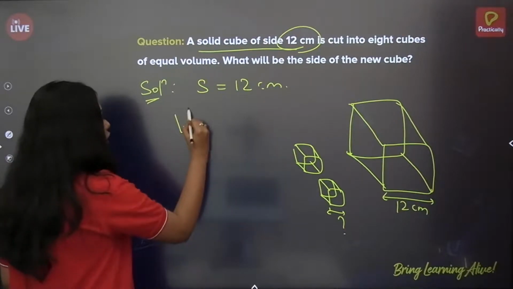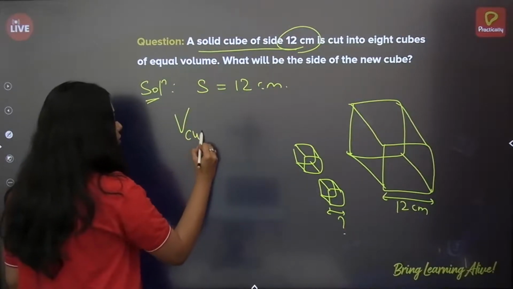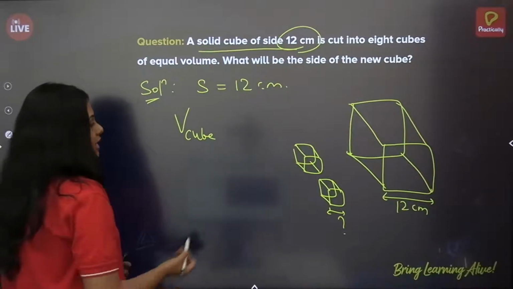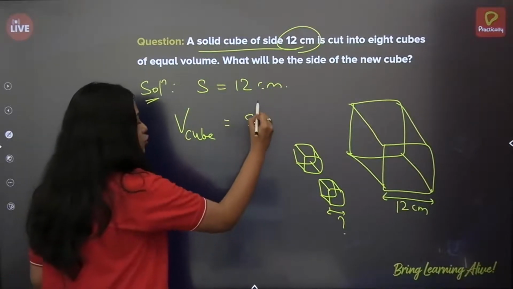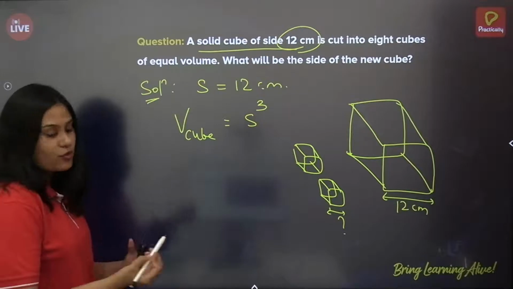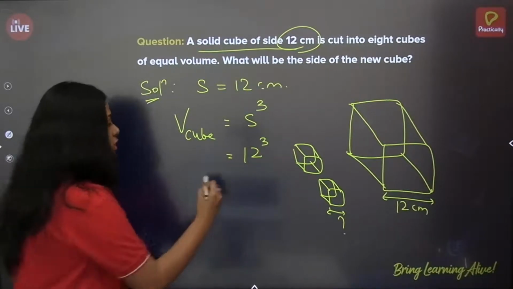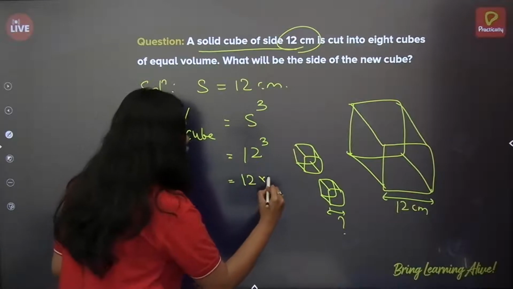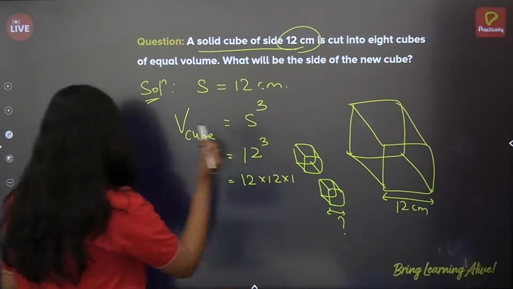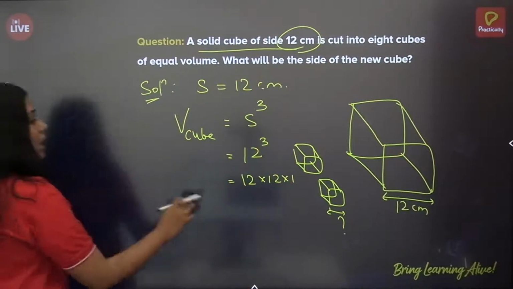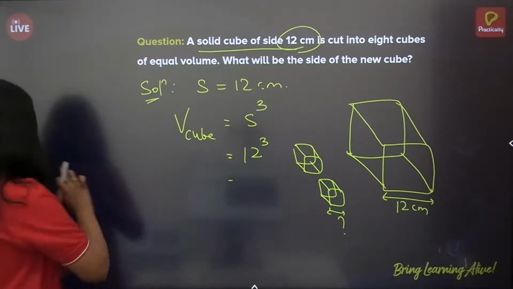Now, what will be the volume of this cube? That is big cube, right? It will be S cube because we've already studied the formula. So it will be 12 cube, correct? So let me just leave it at 12 cube and not solve it. I will tell you why I am not solving it, okay?